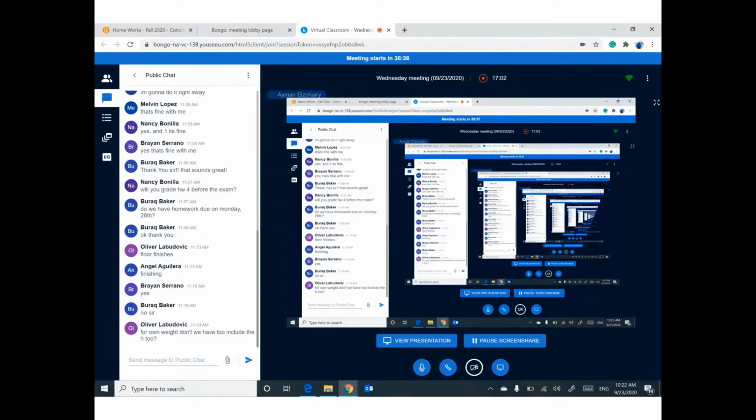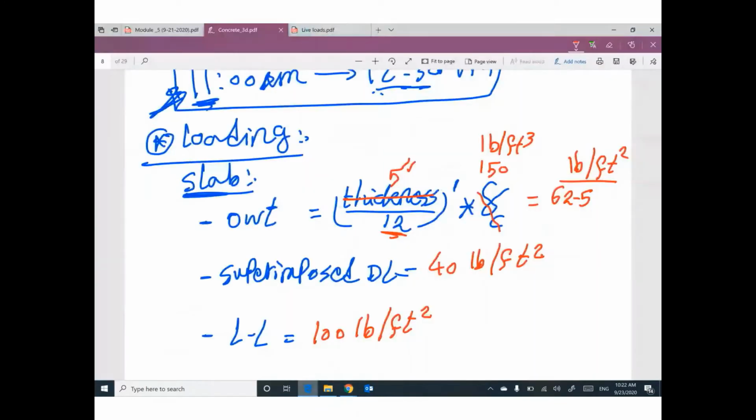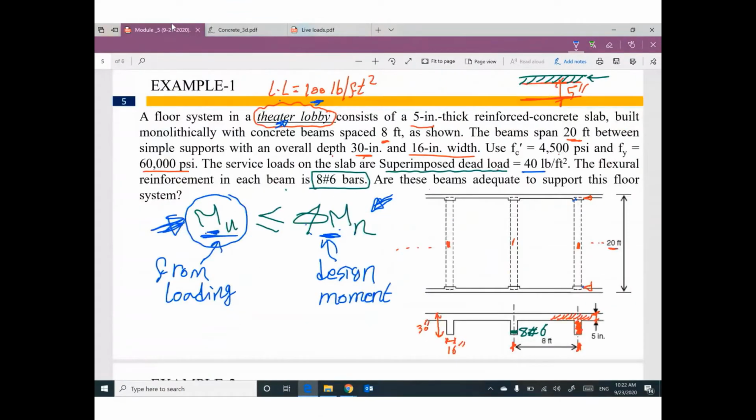Okay, it's a good question, Oliver. Oliver, you didn't notice I told you I'm talking about slab only. I didn't talk about beam. I'm talking about this portion of slab. Your question is very good. I'm talking right now about this portion of the slab. I didn't talk about beams.